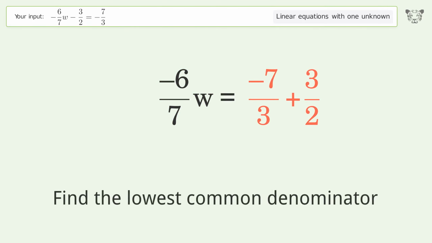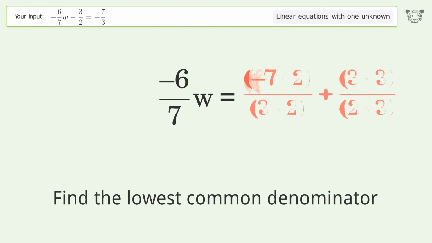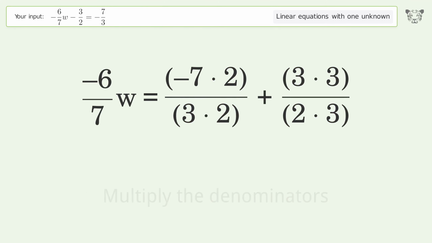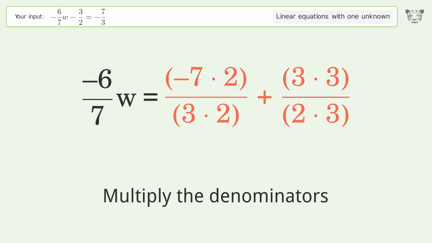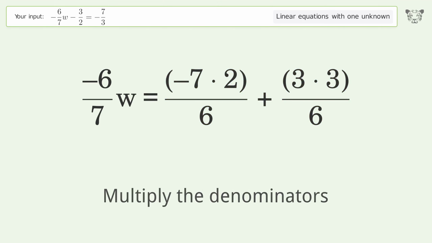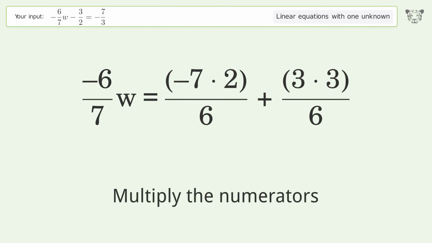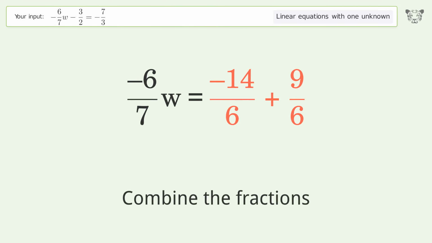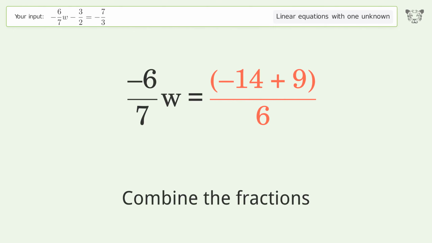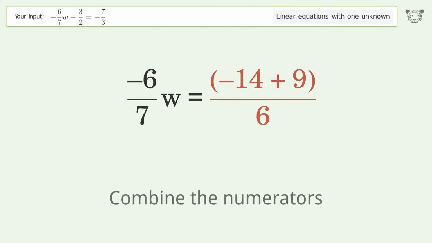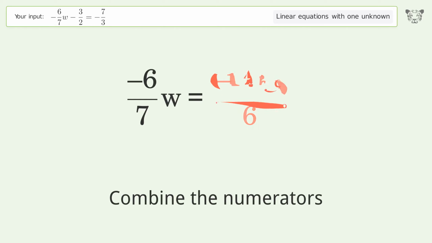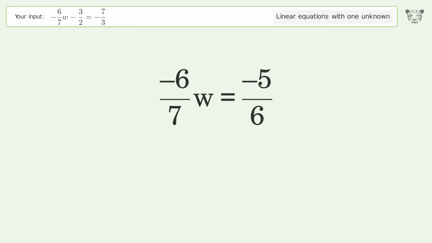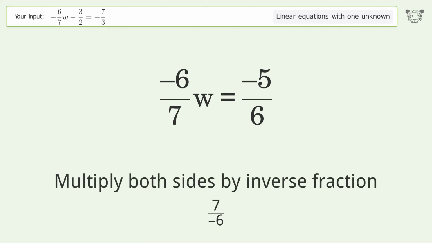Find the lowest common denominator. Multiply the denominators. Multiply the numerators. Combine the fractions. Combine the numerators. Isolate the w. Multiply both sides by inverse fraction 7/6.